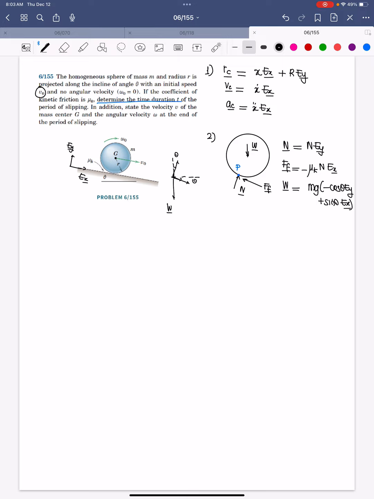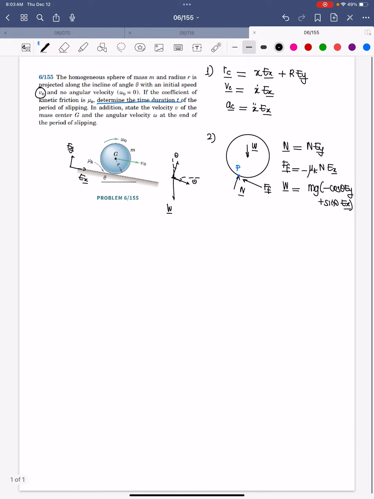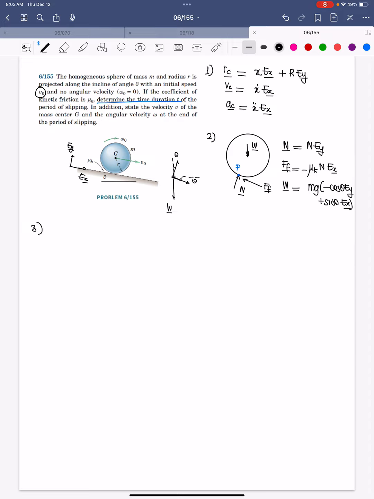Okay. Now the next thing I'm thinking about is which balance laws should I apply? Should I apply the balance of linear momentum and balance of angular momentum in their regular forms, or in their integral forms, the linear impulse-linear momentum equation and angular impulse-angular momentum equation? Why am I thinking about that? Because they asked us about a time duration, so we're looking at an interval. Let's look at the integral equations, and if it doesn't work, we'll go back to the regular equations.